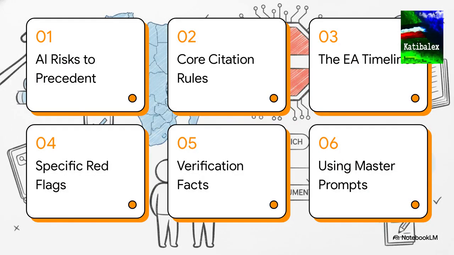So here is our compliance briefing for today. We'll cover: 1. AI risks to legal precedent. 2. Core rules of citation. 3. The East Africa timelines. 4. Jurisdiction-specific red flags. 5. The 10 basic verification facts. And finally, 6. Using the master prompts.